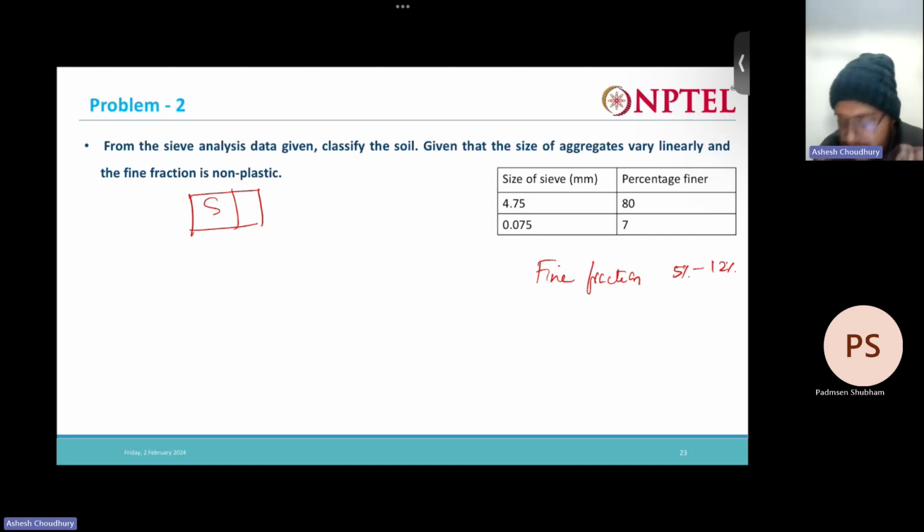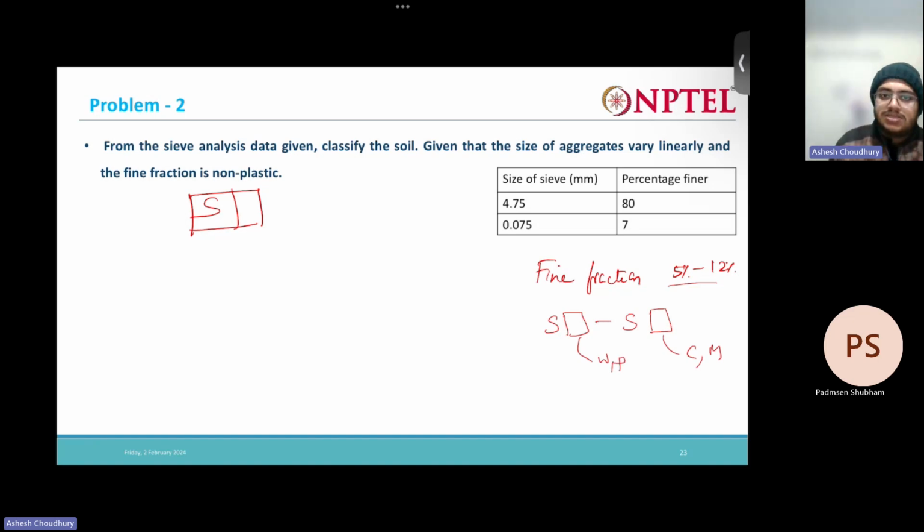Now first, you see, fine fraction is between 5 and 12%, right? That means we need to have dual classification. So it is going to be like this. This term will be either clay or silt, and this term will be either well graded or poorly graded. Okay, dual classification. Why dual classification? Because the fine fraction is between 5 and 12%.